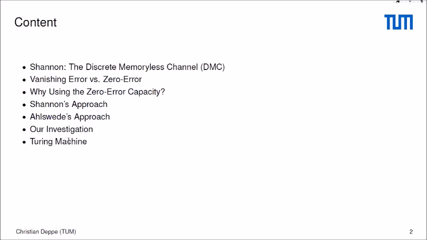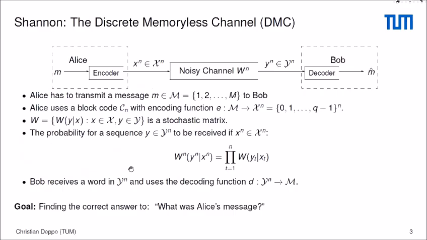Therefore, I present you the Turing machine and give you definitions of computability. Then I will present you our results on the algorithmic computability of the zero error capacity. Finally, I will give you some conclusions.